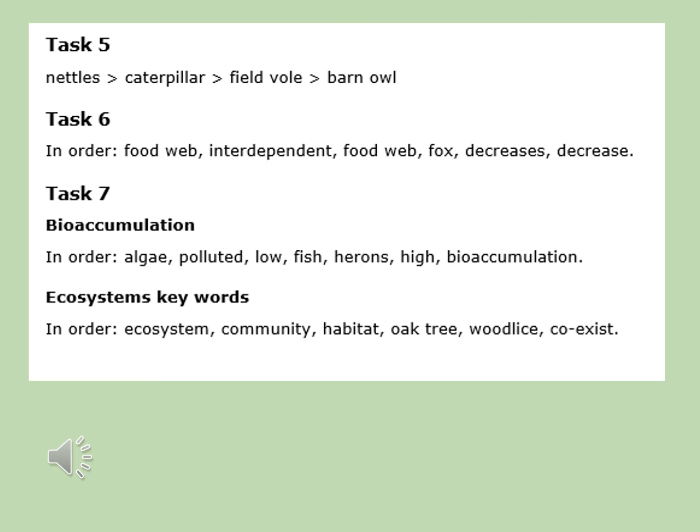In task 6, the order would be food web, interdependent, food web, fox, decreases. For task 7, bioaccumulation, the order should be algae, polluted, low, fish, heron, high, bioaccumulation. And the ecosystems keywords, the order for that is ecosystem, community, habitat, oak tree, woodlice, coexist. If there's any that you've got wrong, go back and have another look.